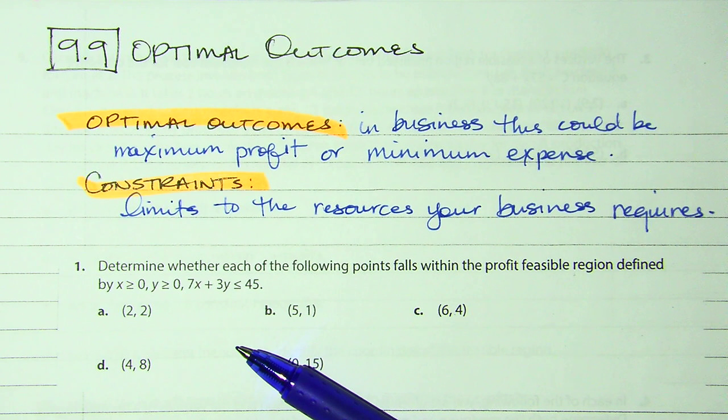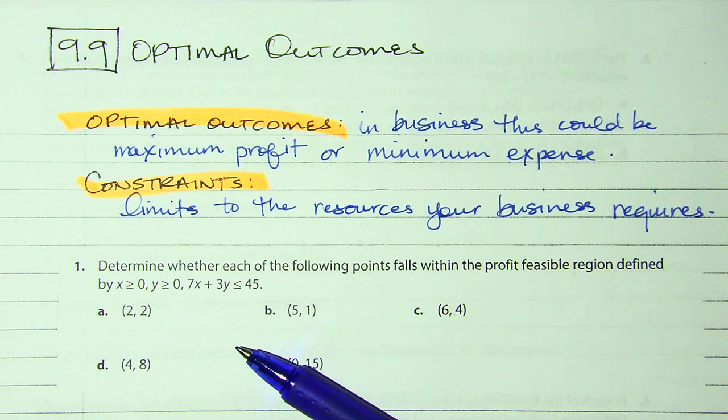Financial Algebra. We're going to be covering lesson 9.9 on optimal outcomes. And so first I'm going to start with some vocabulary before we jump in. And we are going to be using Desmos. So I'm going to dim my phone so that Desmos is actually visible on it.